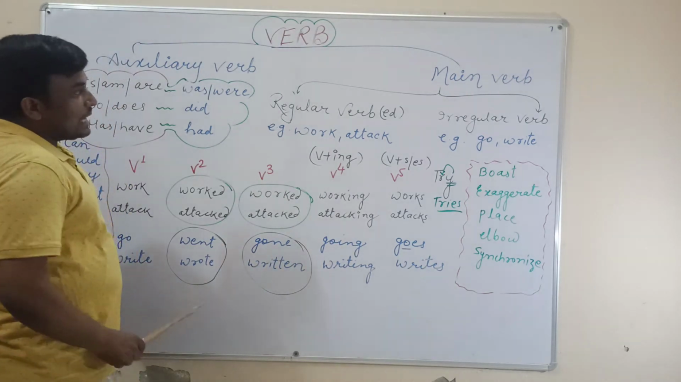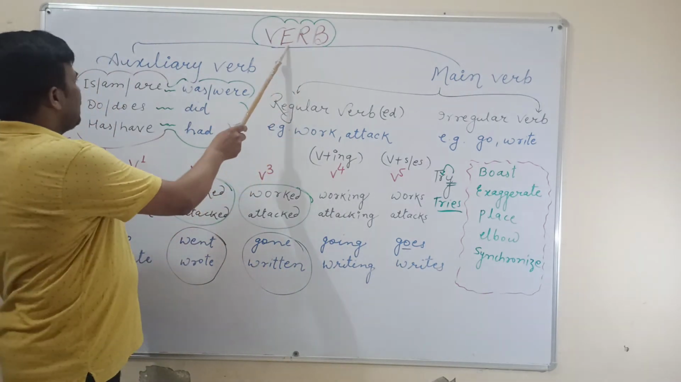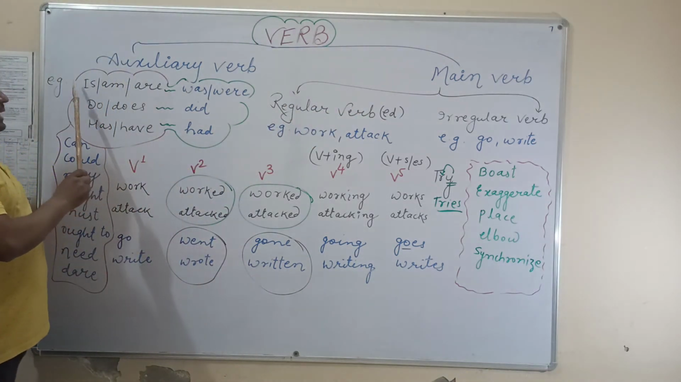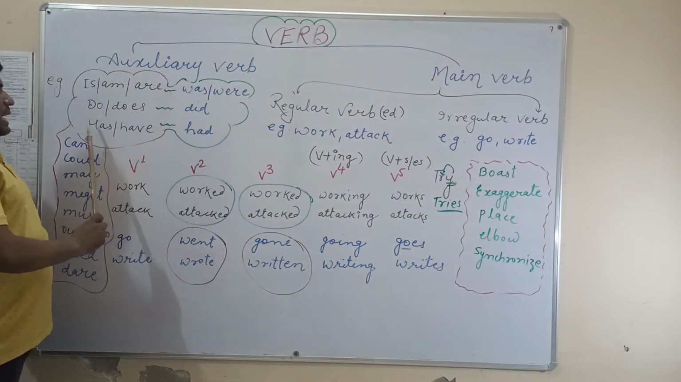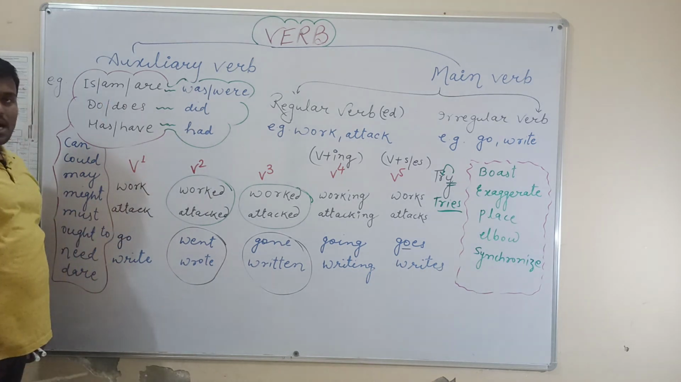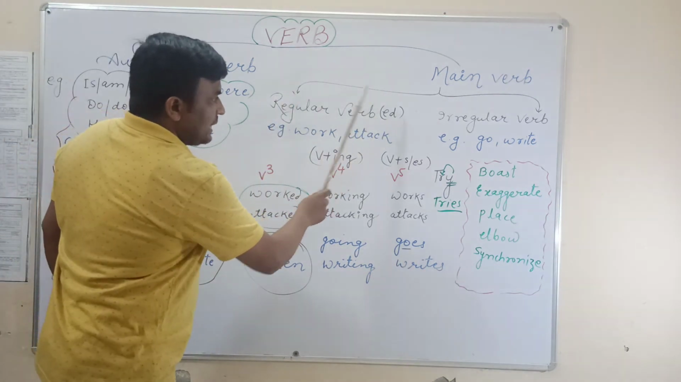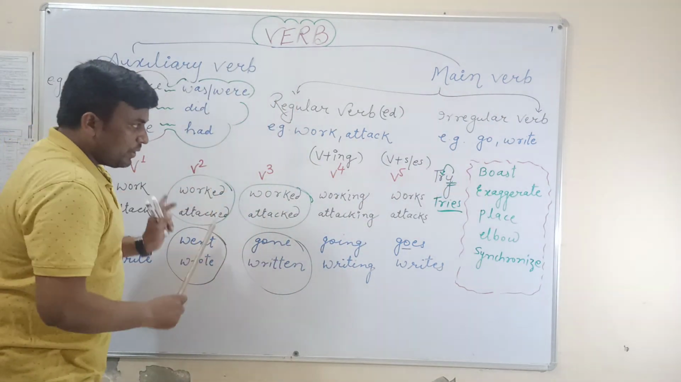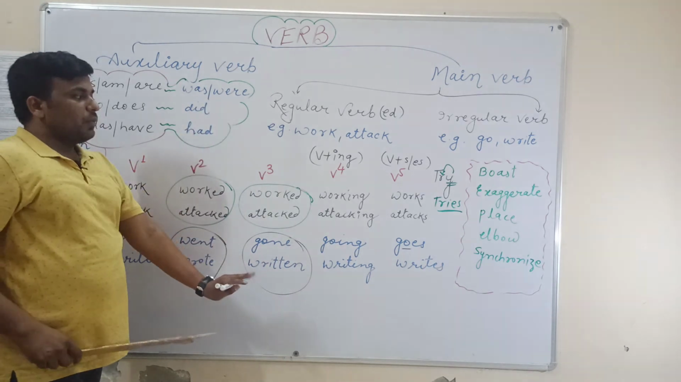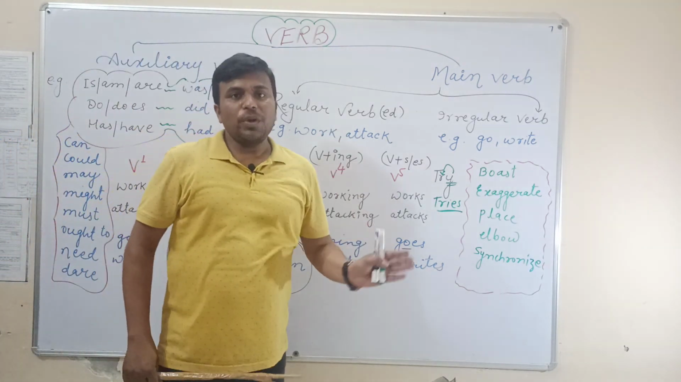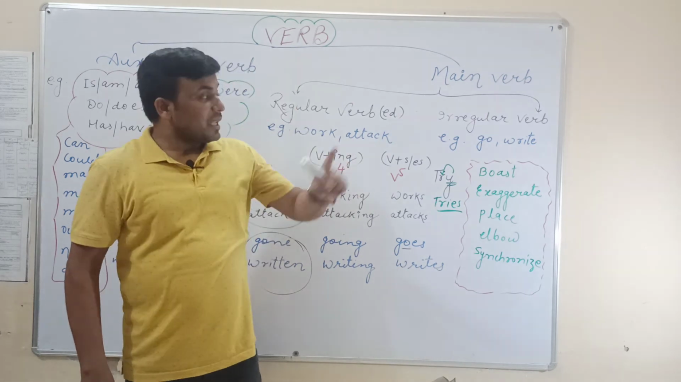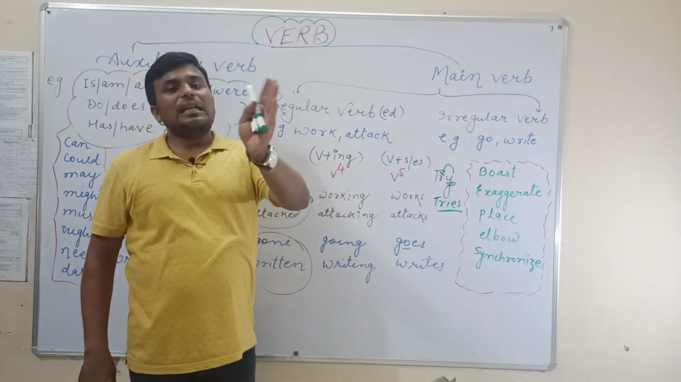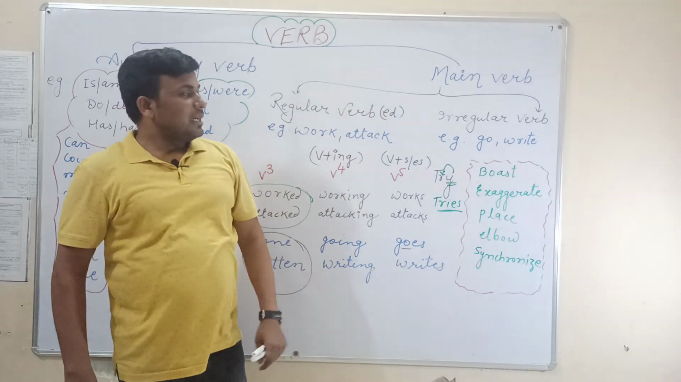Yes, now a very short revision: verb is of two types, auxiliary verb and main verb. Auxiliary verbs like is, am, are, was, were, do, does, did, has, have, had, can, could, may, might, must, ought to, need, dare. Now in regular verb you find ed, and in irregular verb you find second and third form different, right? So whenever you come across a new verb, you will simply add ed. I hope you have understood, and again I say it will be helpful there in the further topics, I mean tenses and active and passive or direct, indirect.